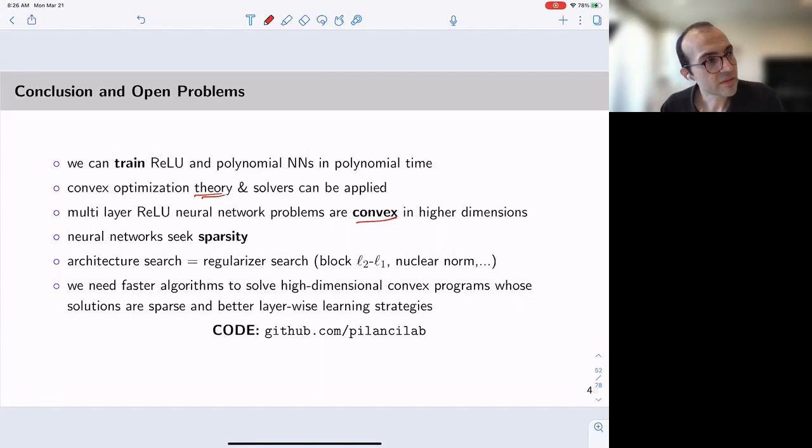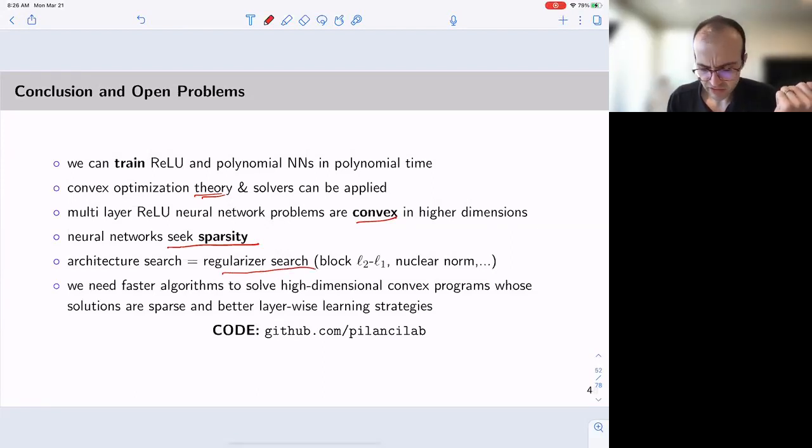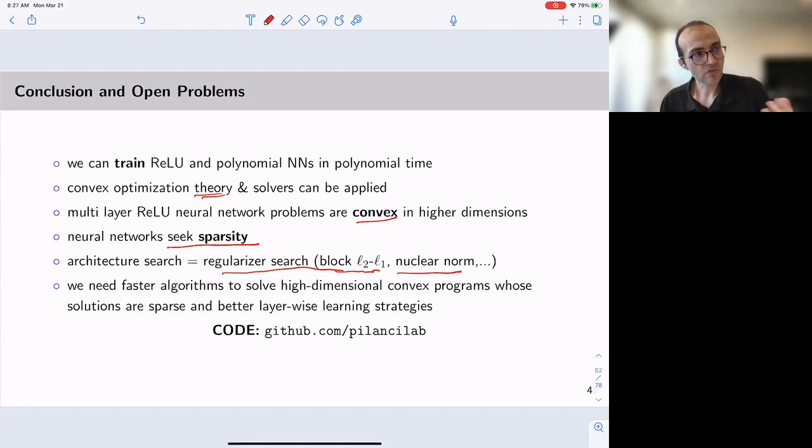And I think the key takeaway message is that neural networks seek sparsity, which is not really evident, not obvious in their formulation. They seek this block sparsity, which is looking for the most concise model that will fit the labels, right? And with that, it's not surprising that deep neural networks generalize quite well. Although they can have tons of parameters, they are actually looking for the simplest model that fits the data. And an architecture search is like a regularizer search, right? Whether it's block L2, L1 norm or nuclear norm, by tuning the number of neurons, we are actually searching for the right amount of regularization. And the code is available on our webpage.